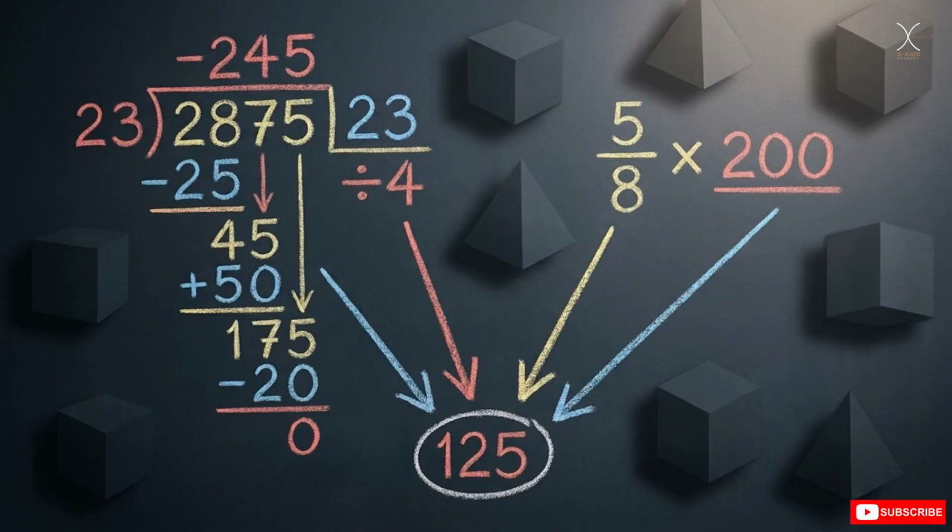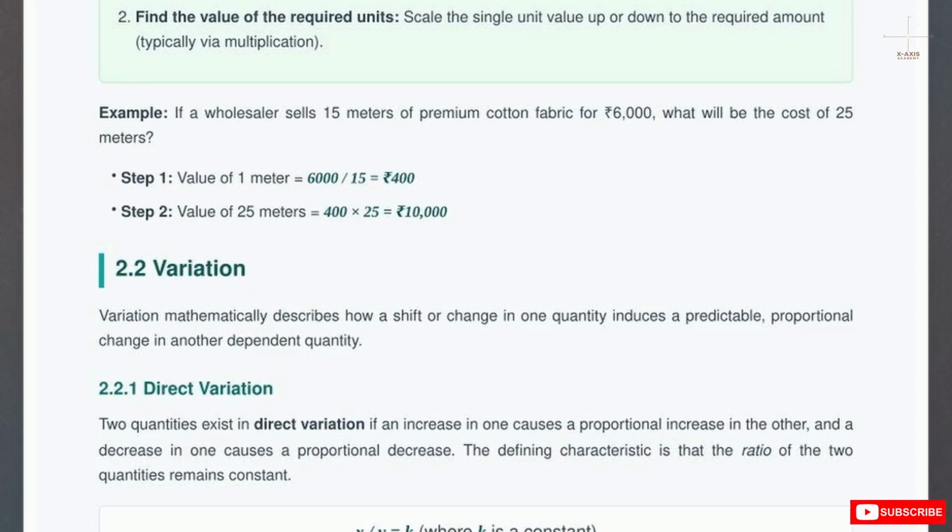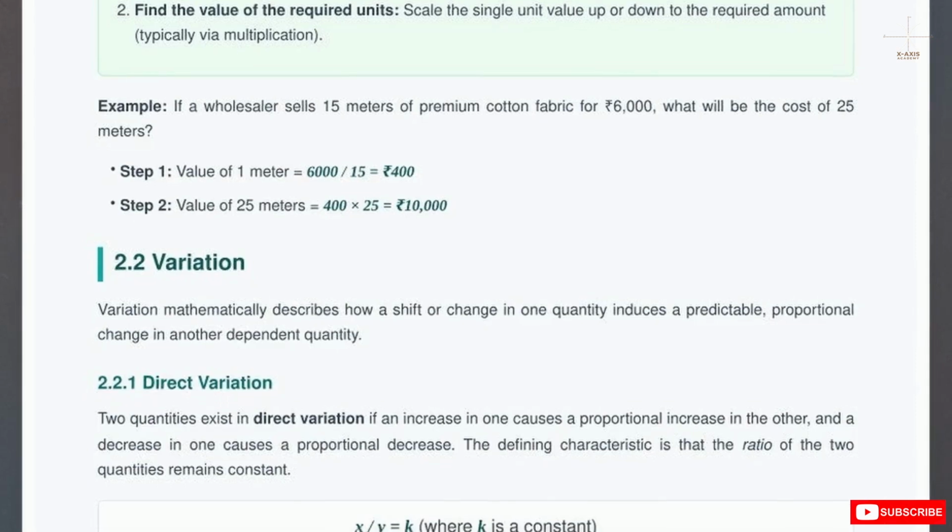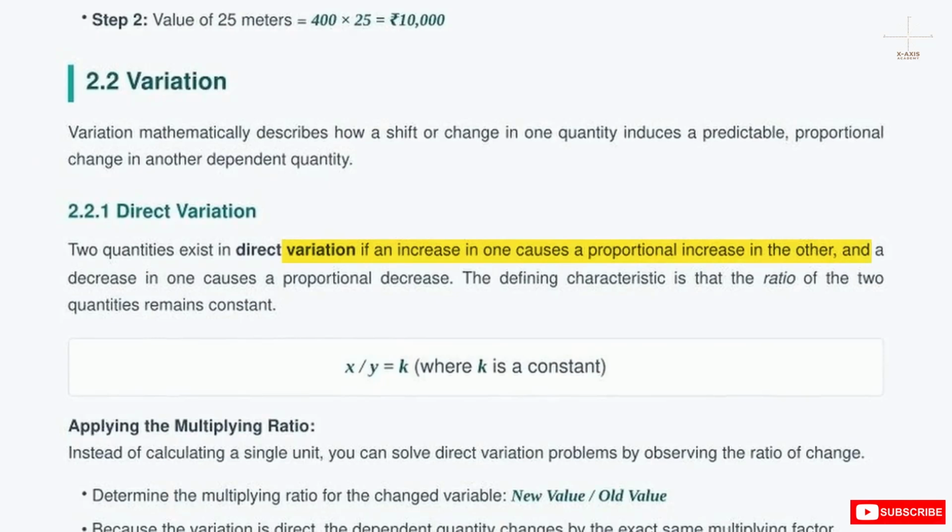Mastering mathematical change requires exploring two different philosophical approaches to problem solving, both of which resolve into the exact same undeniable truth. We can see this structure in our fabric example. This document outlines direct variation, a scenario where an increase in one quantity forces a proportional increase in another. More fabric requires more money.